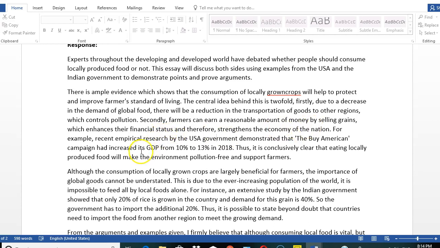For example, recent empirical research by the USA government demonstrated that the Buy American campaign has increased its GDP from 10% to this in 2018. Thus, it is conclusively clear that eating locally produced food will make the environment pollution-free and support farmers. Okay, this example does not support the pollution-free argument, and it doesn't support the farmer's argument.